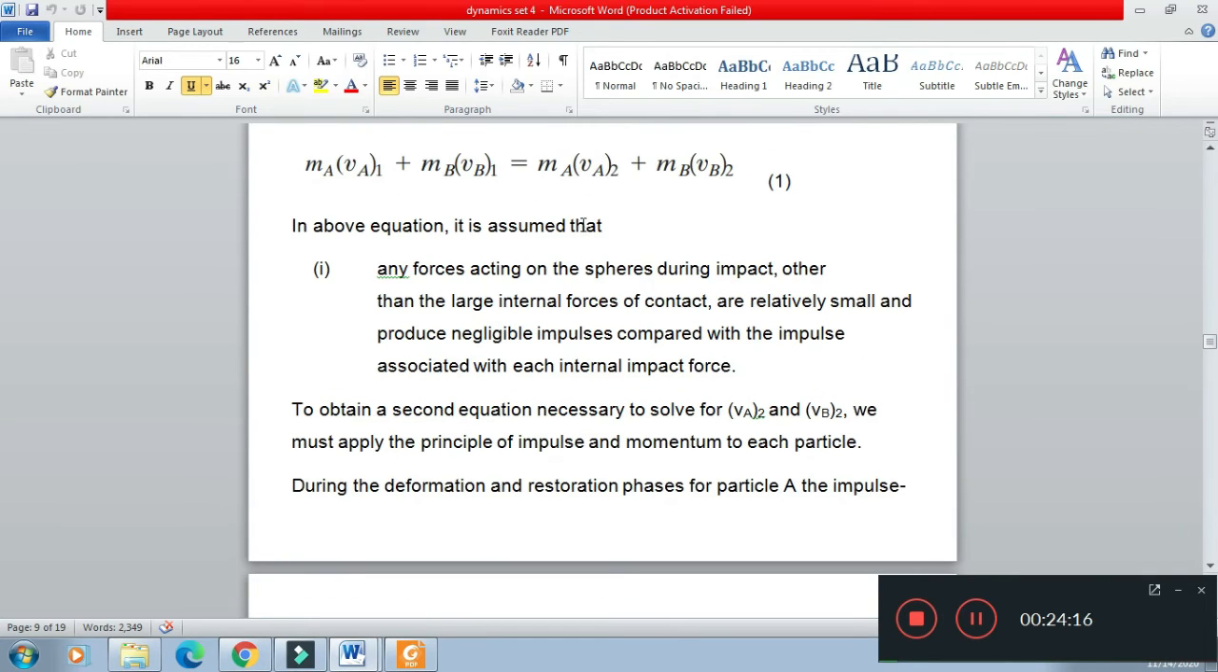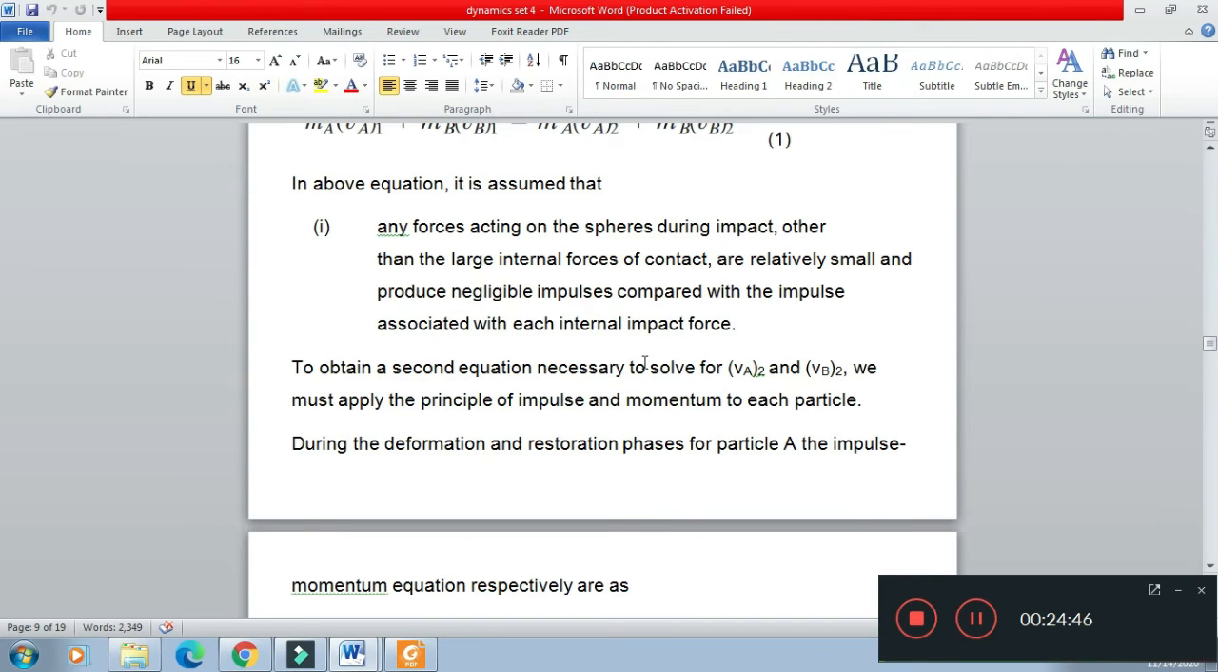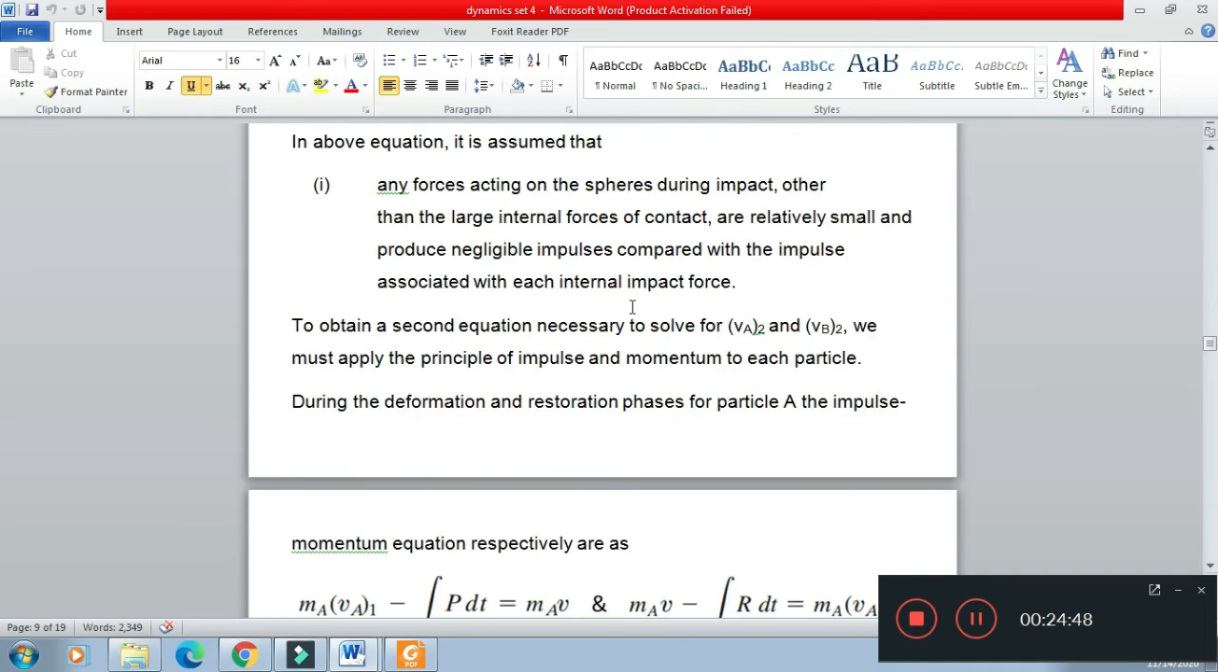So this is again our assumption that during the contact process, there are large internal forces. So when we consider the two particles, the force applied, the restitution impulse or deformation impulse, is like an internal force. So there are internal forces for the two particles, but there is no external impulse.